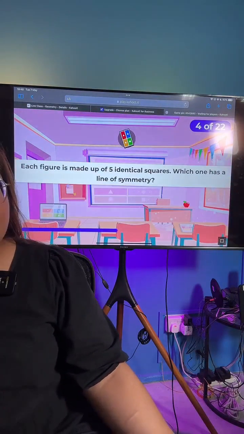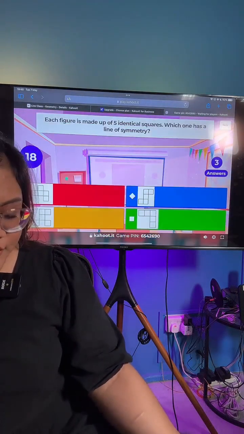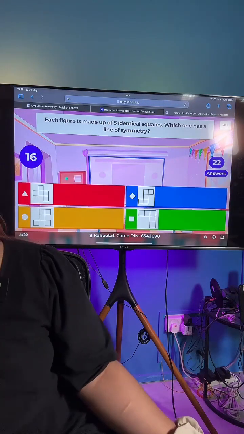Each figure is made up of 5 identical squares. Which one has a line of symmetry? You just want to find one that has a line of symmetry.